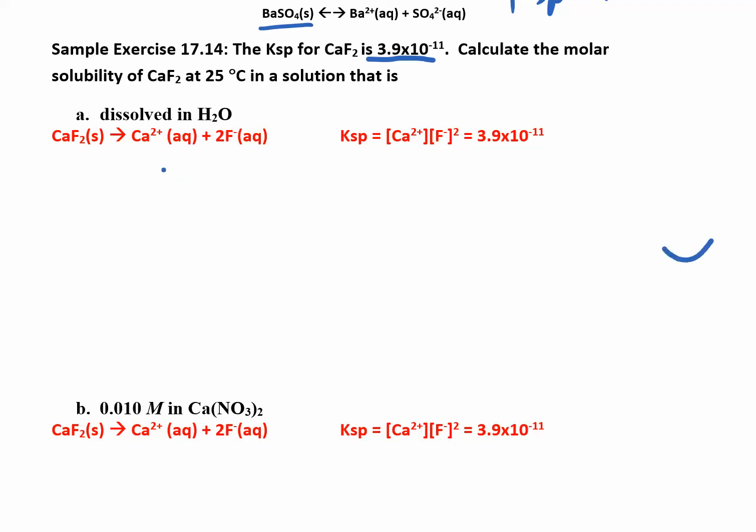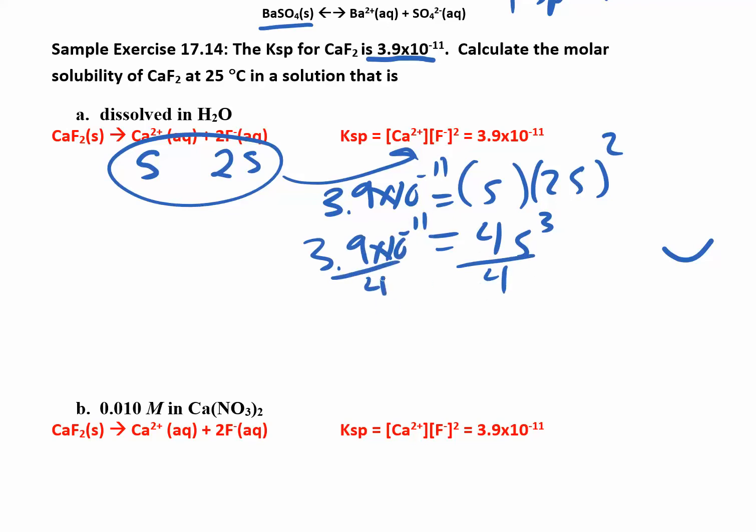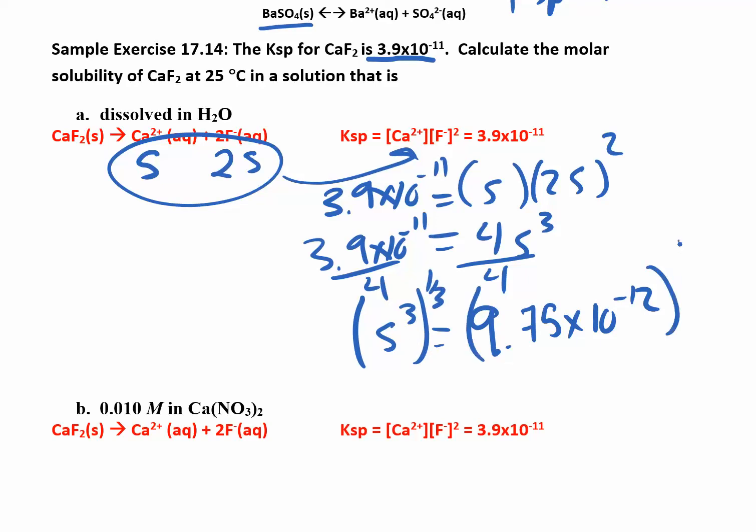The first one is just in water. That means you don't have any common ions. For every one calcium fluoride you get one calcium and 2 fluoride ions. Plug these into your KSP expression. You have 3.9 times 10 to the negative 11 is equal to S times 2S, that whole thing squared, which is 4S cubed. Divide 3.9 times 10 to the negative 11 by 4, and you get S cubed is equal to 9.75 times 10 to the negative 12, and then you raise that to the 1/3 power, and you end up with S is about 2.1 times 10 to the negative 4 molar.